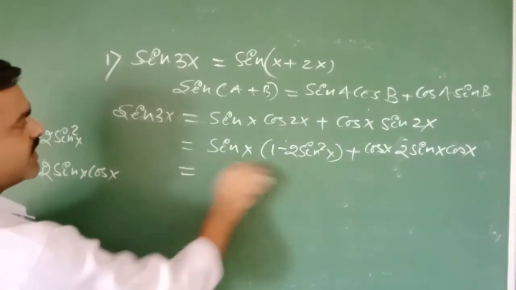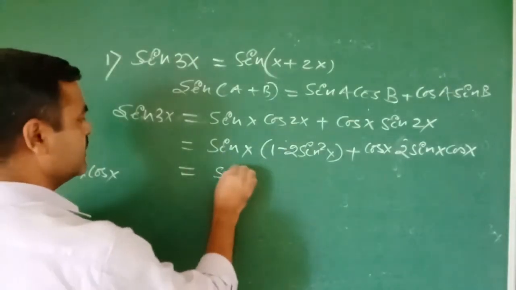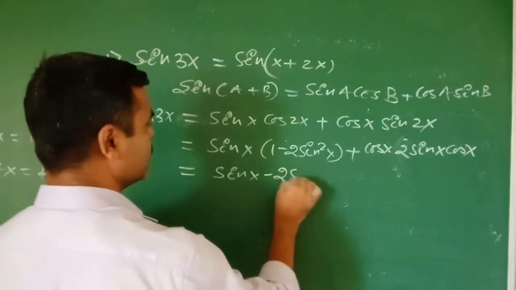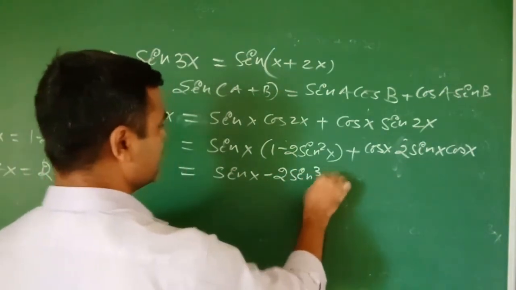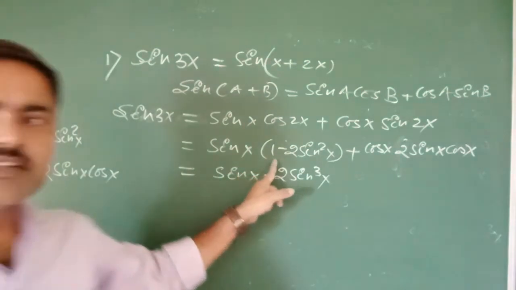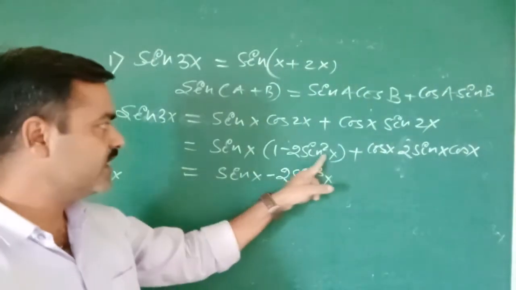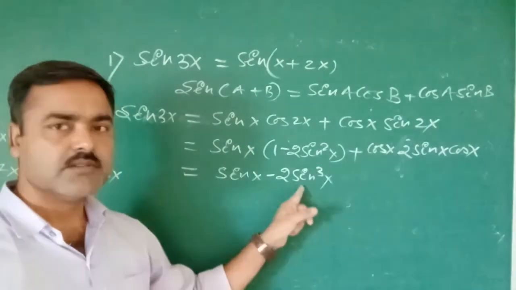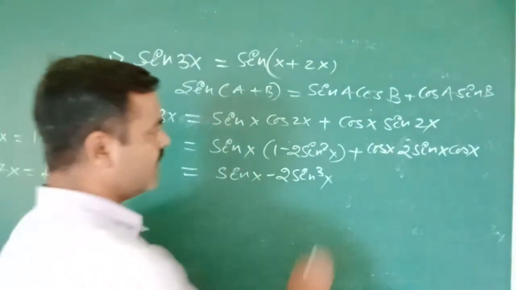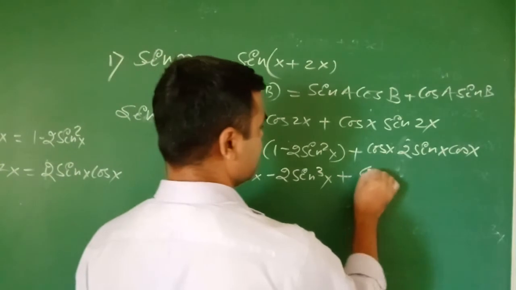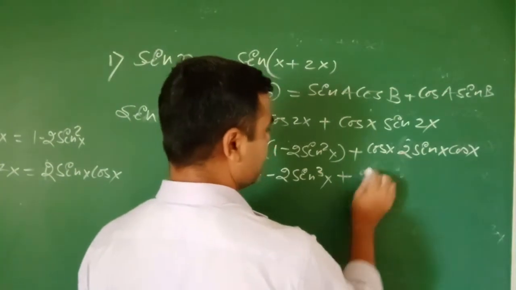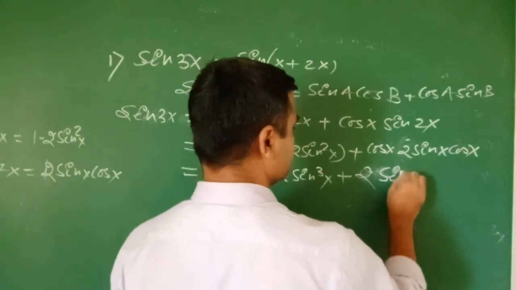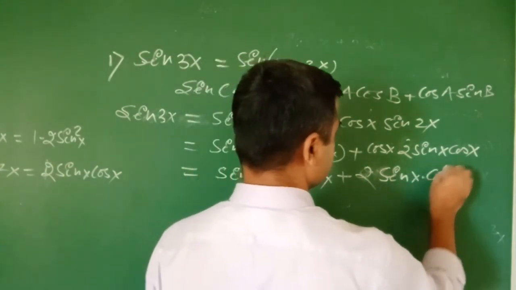Now just multiply here: sin x into 1, sin x, and sin x into this one gives minus 2 sin cube x, because if you multiply sin x with 1 you get sin x, and here sin square with sin x, the powers 2 and 1 add, gives minus 2 sin cube x. And here you will get cos x multiplied, so it becomes 2 sin x into cos square x.